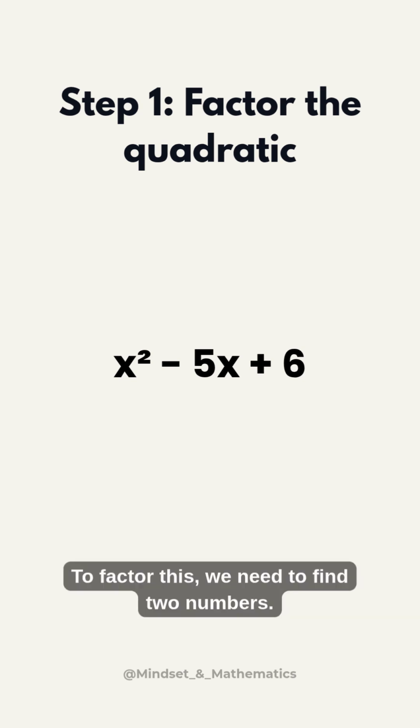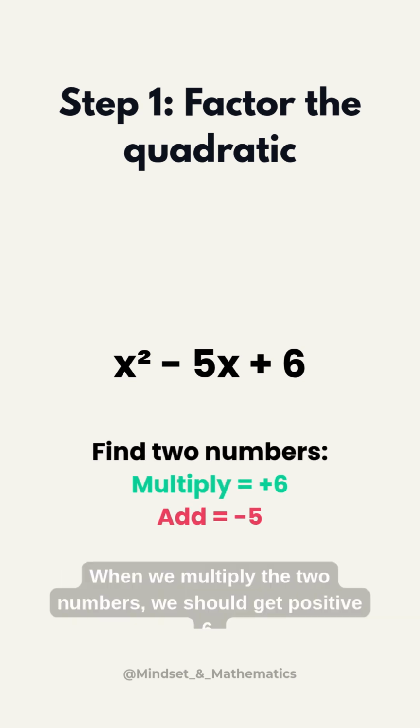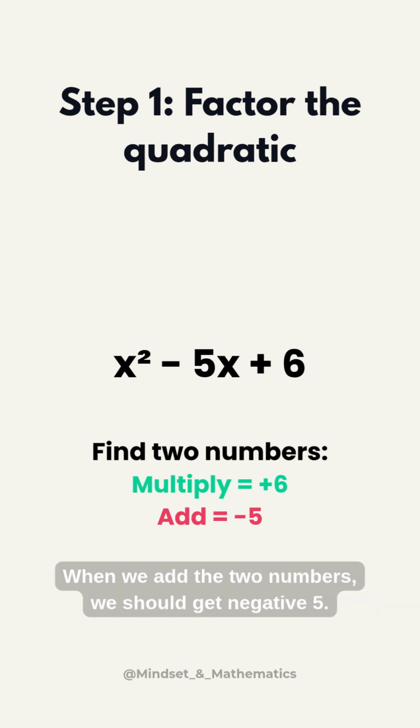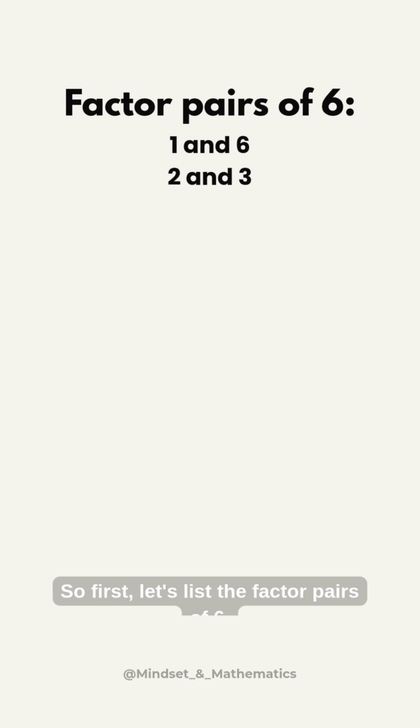To factor this, we need to find two numbers. When we multiply the two numbers, we should get positive 6. When we add the two numbers, we should get negative 5. So first, let's list the factor pairs of 6. The factor pairs are 1 and 6 and 2 and 3.